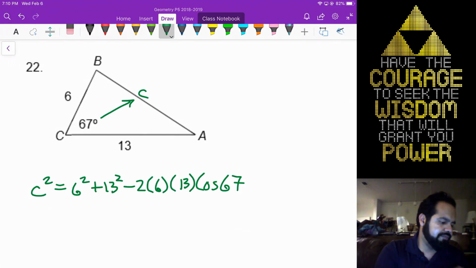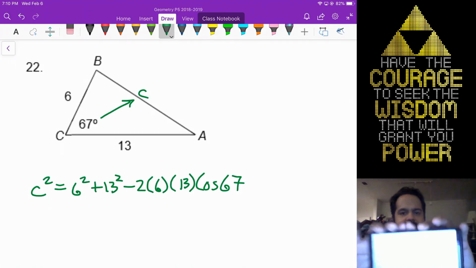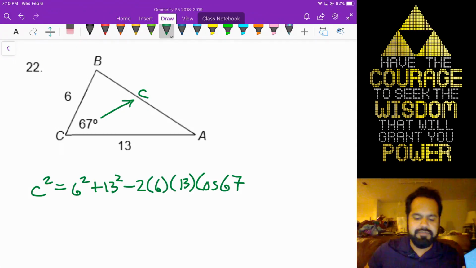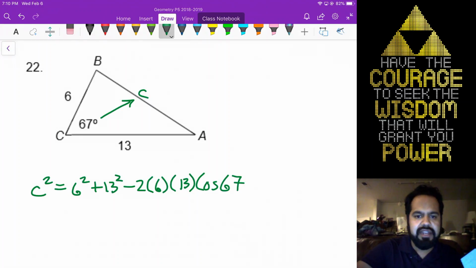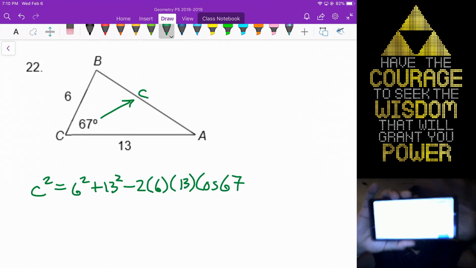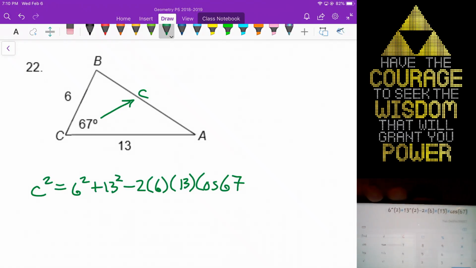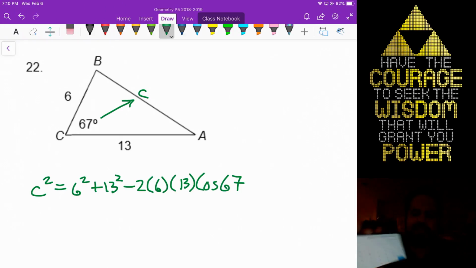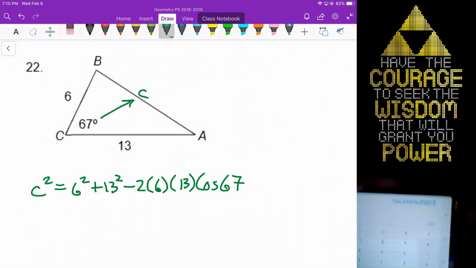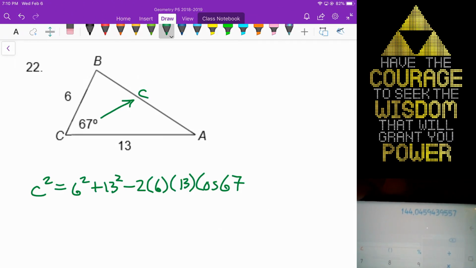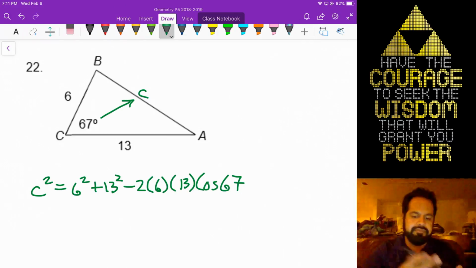of 67. If you have one of the nicer calculators that I tell you is an inline, you could literally type everything straight in. 6 squared plus 13 squared minus 2 times 6 times 13 cosine of 67, right? So when I hit enter, it spits out that beautiful number. Do not remove this number from your calculator. We're going to take the square root of this answer.